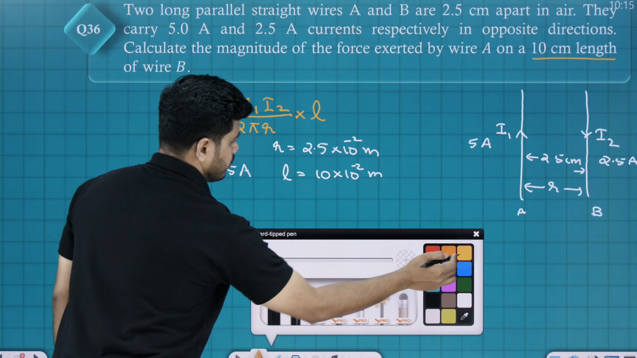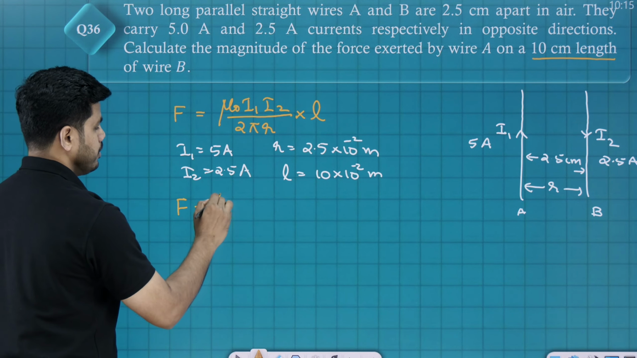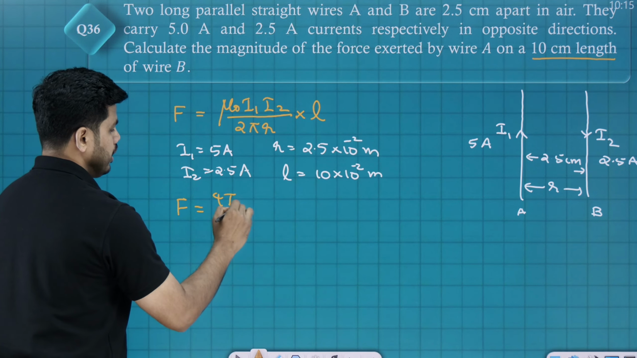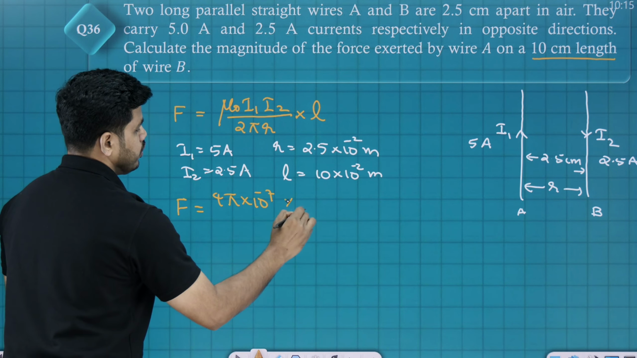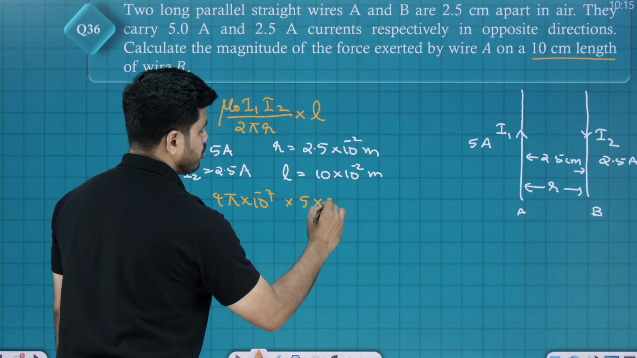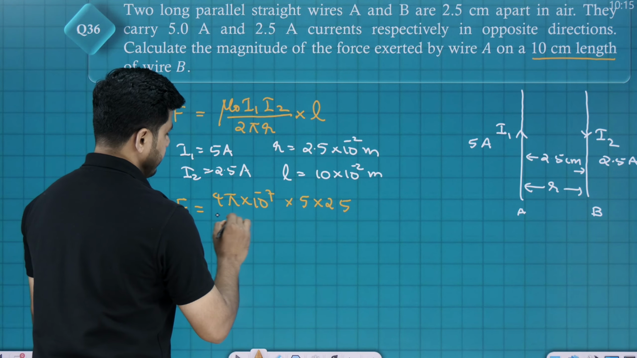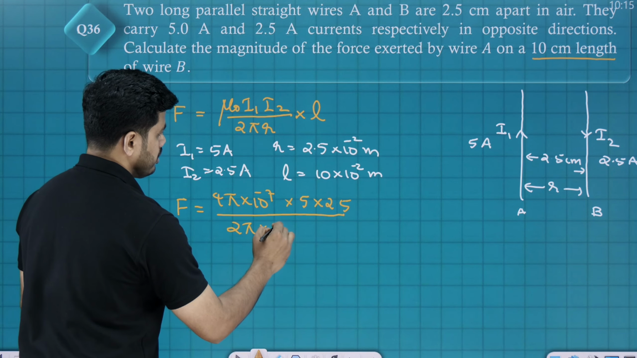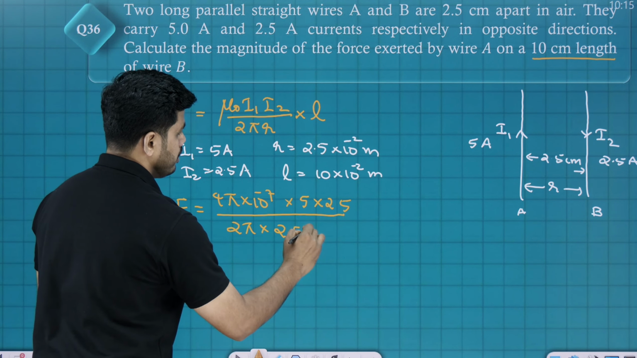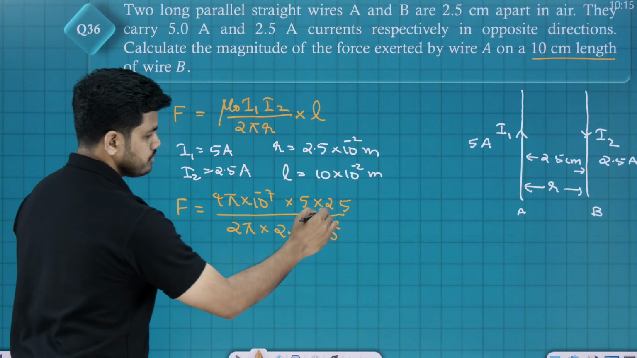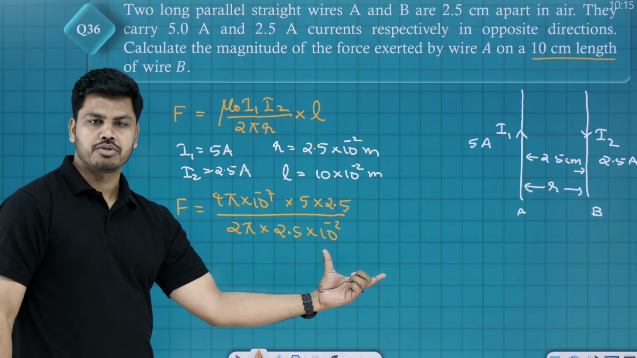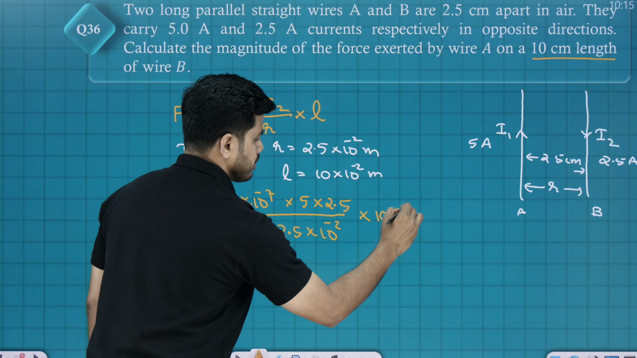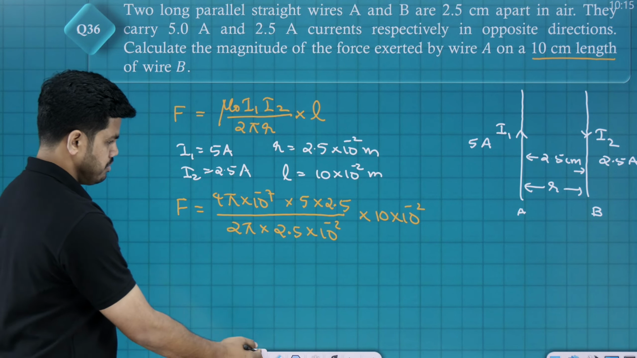So let us calculate the force. F is equal to mu naught into I1 I2, so let us substitute the values: 4 pi into 10 raised to minus 7 into 5 and 2.5 respectively, divided by 2 pi into R, where R is 2.5 into 10 raised to minus 2, multiplied by the length of the wire, which is 10 into 10 raised to minus 2. So now you can easily simplify this.